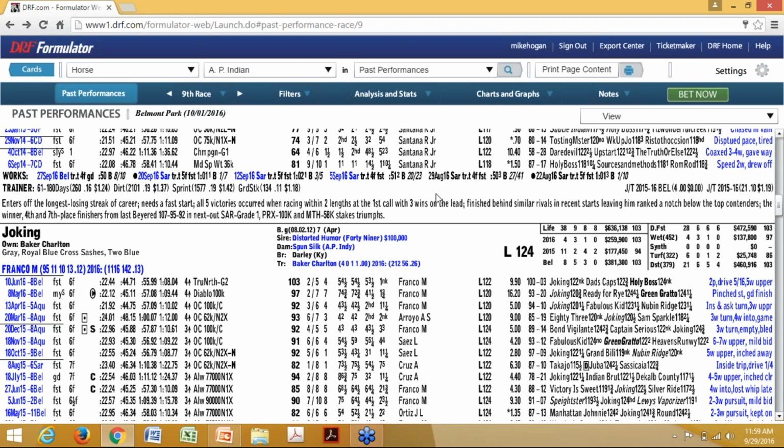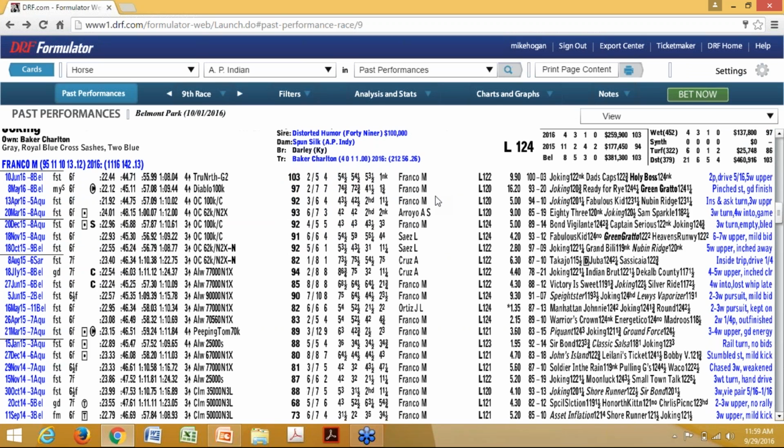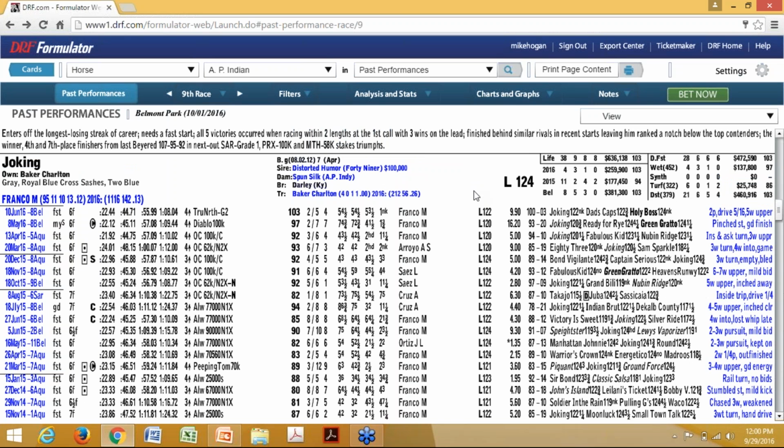you also note that under his lifetime record at Belmont, he's 5 for 8 with 3 seconds. Never out of the exacta 8 out of 8 times at Belmont. This is a horse I'm going to look at really closely as a potential horse to beat AP Indian, who's going to be the favorite.